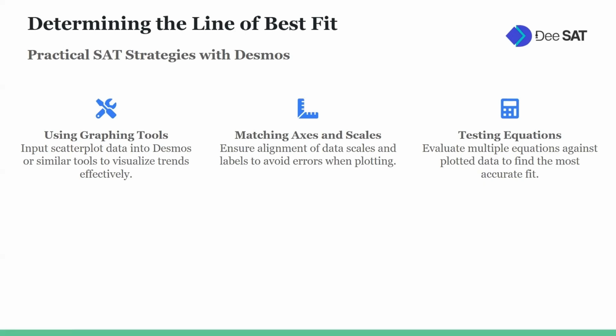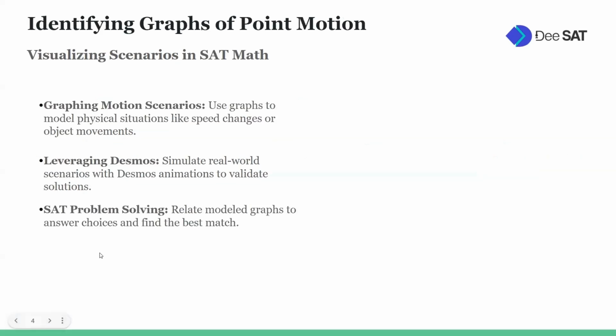Use tools like Desmos to input scatter plot data and visualize trends. Check the axis and scales. Getting them wrong can lead to errors. Test different equations to see which one aligns best with the data. This is an important skill for SAT questions where you need to choose the correct equation for a scatter plot. Don't worry, we'll practice it shortly.